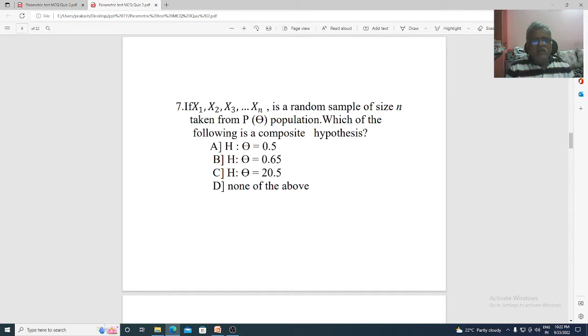Question 7. If x1, x2, x3, and so on, xn is a random sample of size n taken from a p theta population, which of the following is a composite hypothesis? Option A, H theta equal to 0.5, B, H theta equal to 0.65, C, H theta equal to 20.5, and D, none of the above. The correct option is D, none of the above.